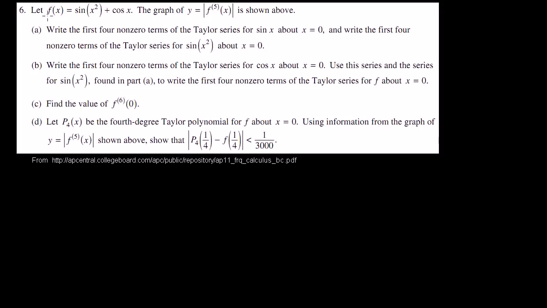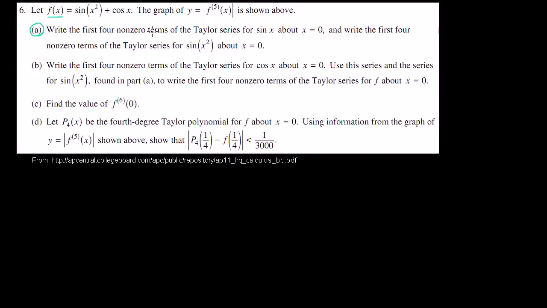Problem number 6. Let f of x equal sine of x squared plus cosine of x. The graph of y equals the absolute value of the fifth derivative of f at x is shown above. I haven't shown it here just so we have some space. I'll show it when we need to, I think in part D. So first let's do part A right over here.